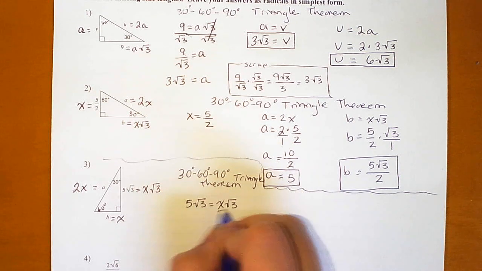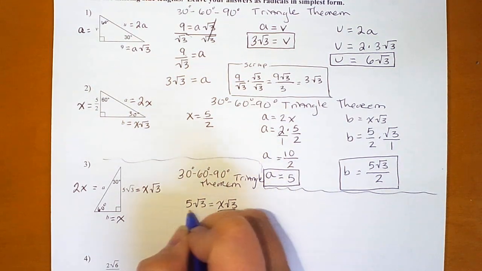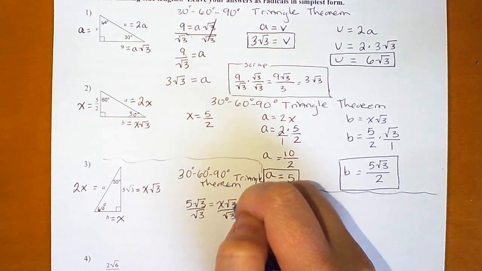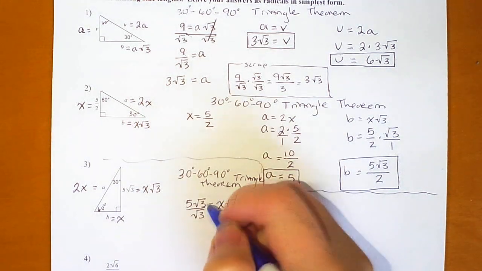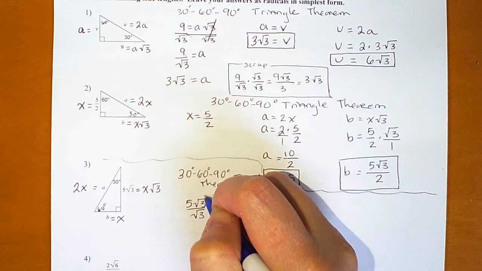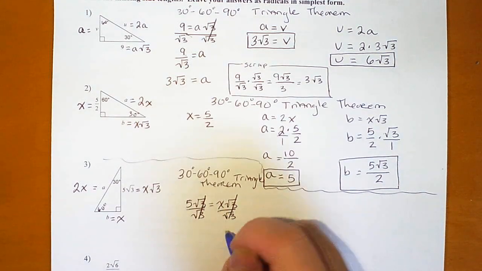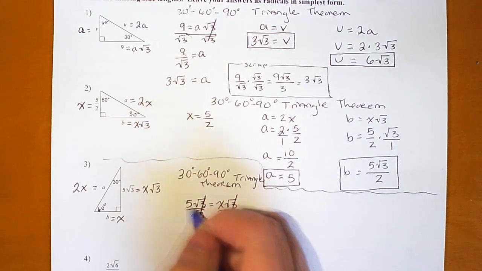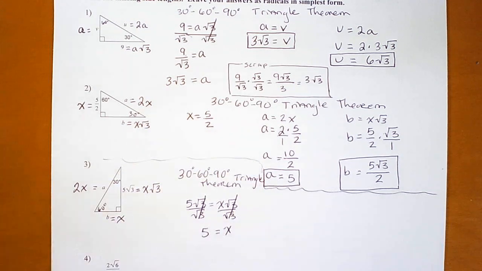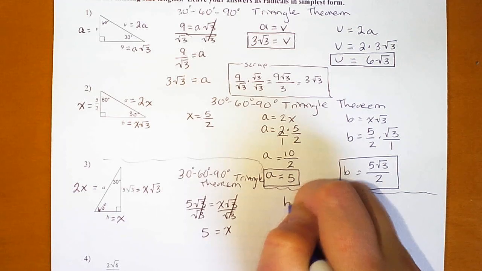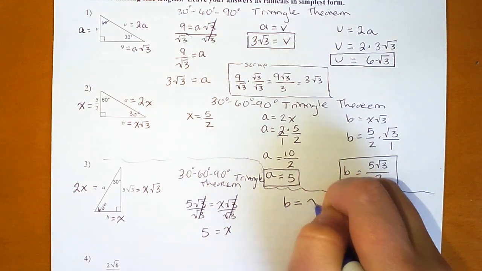To show that with algebra, we just divide both sides by root 3. This root 3 cancels out, and root 3 divided by root 3 here is also 1. These were both 1. So X times 1 is just X, and 5 times 1 is just 5. And so that's algebraically how we can show that the value of X is 5. We have X in all 3 of these locations. So now I can find the length of the shorter leg.